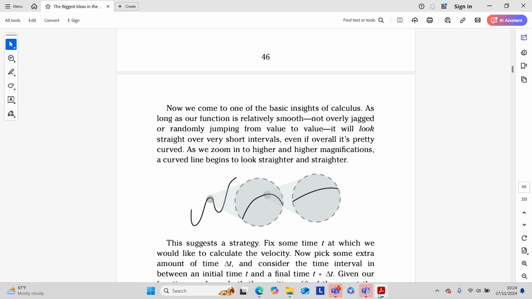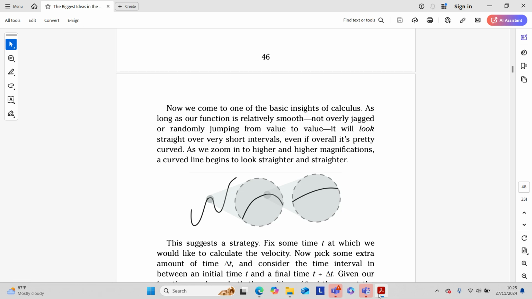Now, we come to one of the basic insights of calculus. As long as our function is relatively smooth, not overly jagged or randomly jumping from value to value, it will look straight over very short intervals, even if overall it's pretty curved. As we zoom into higher and higher magnification, a curved line begins to look straighter and straighter.